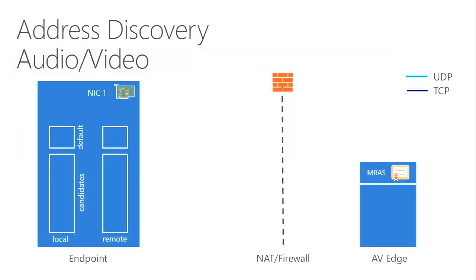So that's step one. Every time we sign in, every 8 hours, we need credentials. But now I want to do this call. I want to call someone. So this is the address discovery. So before I send any information, before Alice sends any information to Bob about calling them, she wants to know, well, how could I potentially communicate with Bob? And here on the very left side, you can see the endpoint. Then you can see the NAT or firewall, and then the AV edge server.